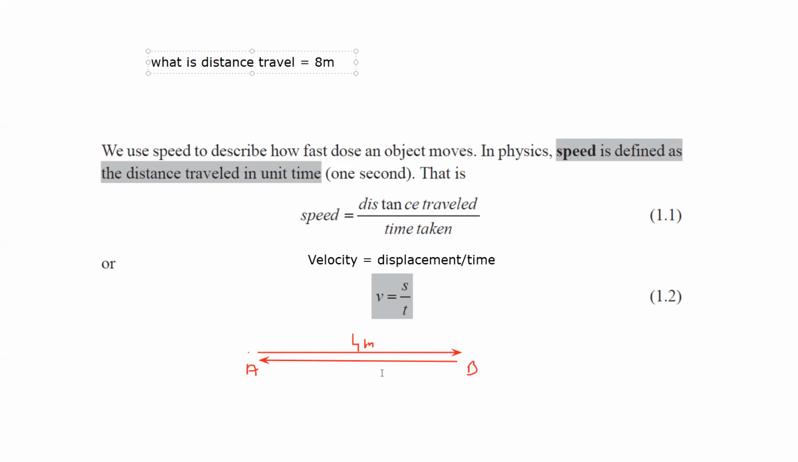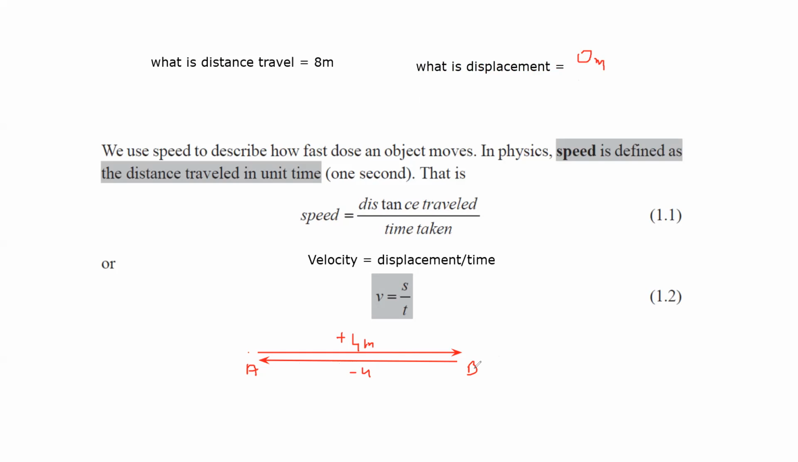So in this case, the distance traveled by the object is 8 meter. But when we say the displacement, what is the displacement? The object starts from A, then travels to B, and then returns back. Displacement is a vector quantity, that's right. If this is plus 4, this will be minus 4. So displacement will be 0 meter.